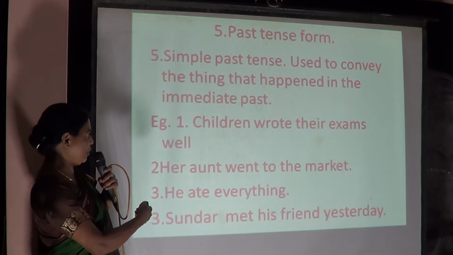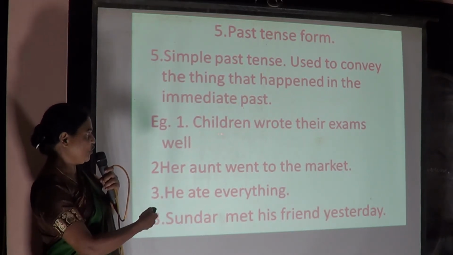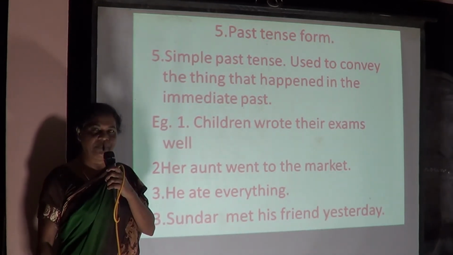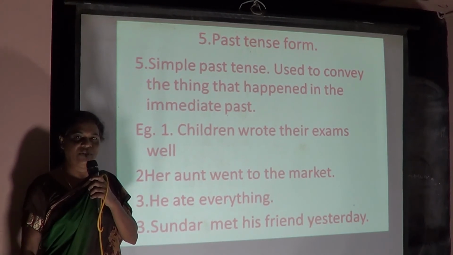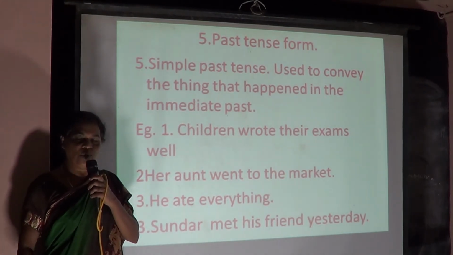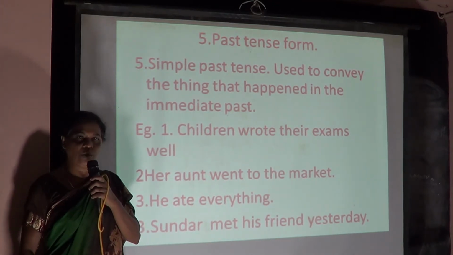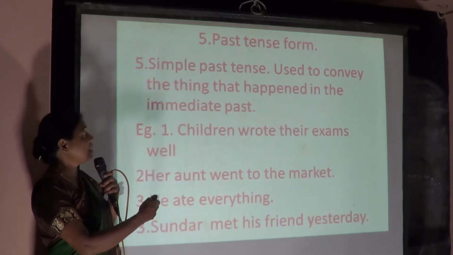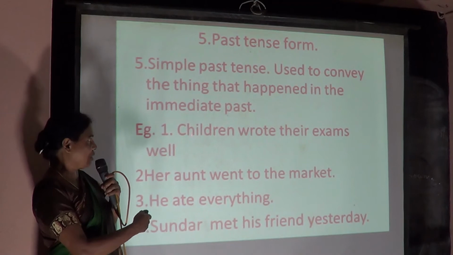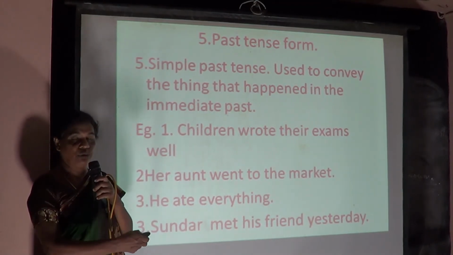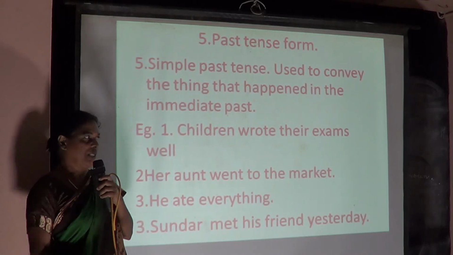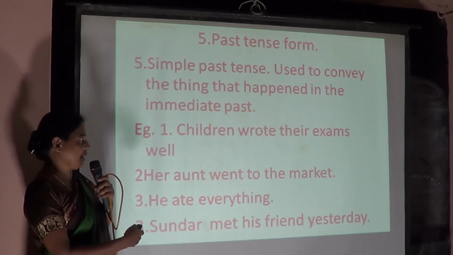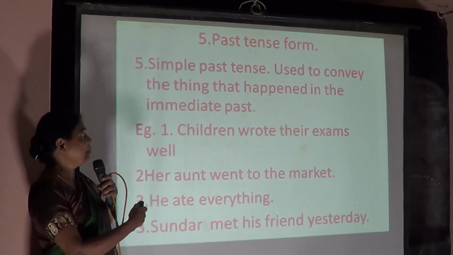The first example is, children wrote their exams well. When children write the exams well, when we correct the papers, we teachers feel so happy that our children have performed well. Children wrote. Here you find the verb, wrote. Wrote is in the form of the past tense, that is the simple past. No other words are added there, only a single word that is in the past sense. So children wrote their exams well. That's the first example for the simple past tense.